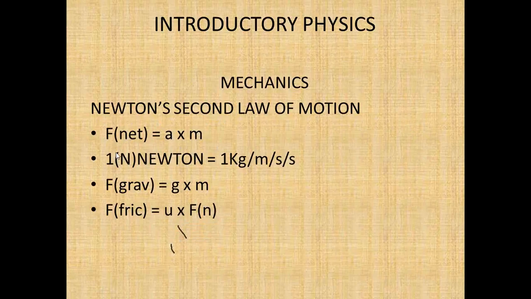Okay? You need to also know that 1 Newton of force is the same thing as 1 kilogram times, again, remember, force is equal to mass times acceleration. So let's change this. So 1 Newton of force is equal to 1 kilogram times the acceleration, which is meters per second squared. Okay? And you also need to know that the gravitational force is equal to the acceleration times the mass.